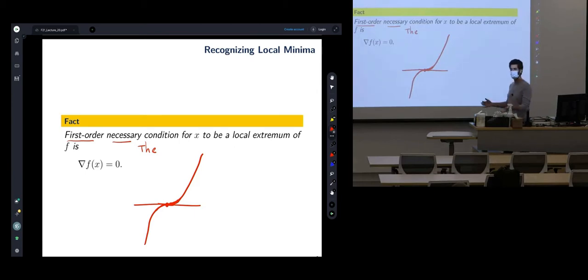You can look at higher order derivatives, and that's what we learned in calculus. We're not going to talk about it today. On Wednesday, we'll discuss it. So it's necessary because it's not sufficient, but if that point is your minimum, definitely it should satisfy this condition. First order because we calculate the first derivative.